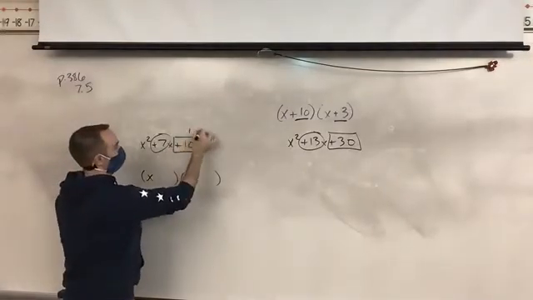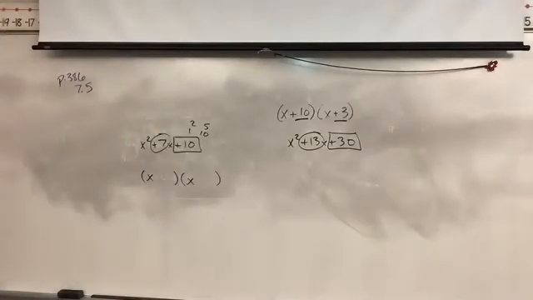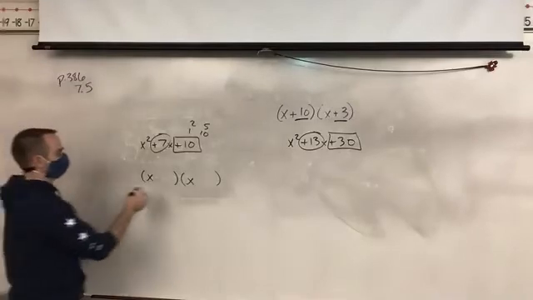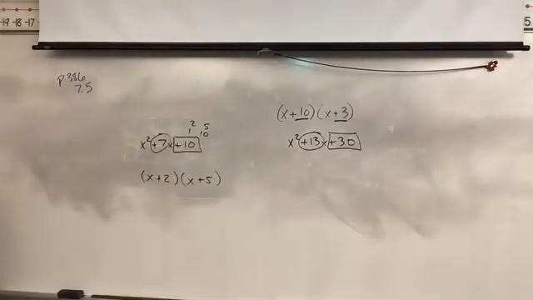Factors of 10 are 1 and 10, 2 and 5. And then we see which pair of those adds up to 7. 2 and 5. Okay, so we've got that. That's going to be our answer today: x plus 2, x plus 5.